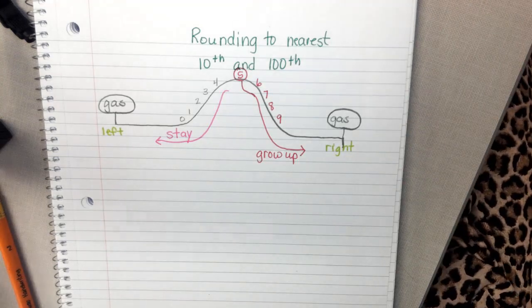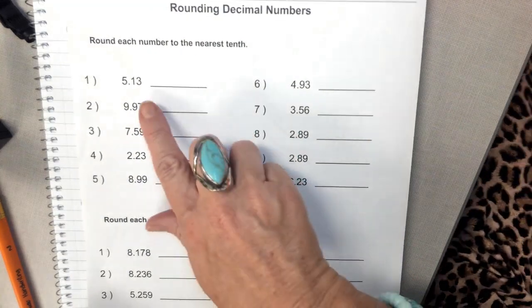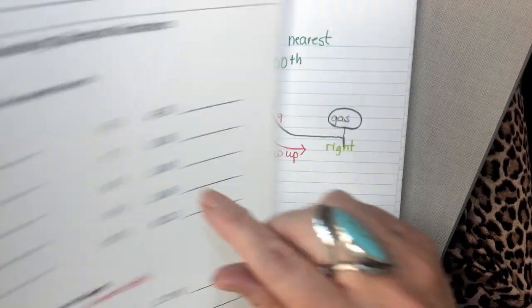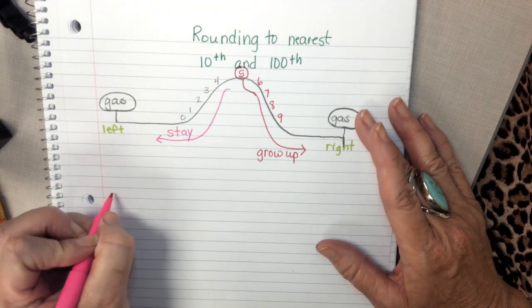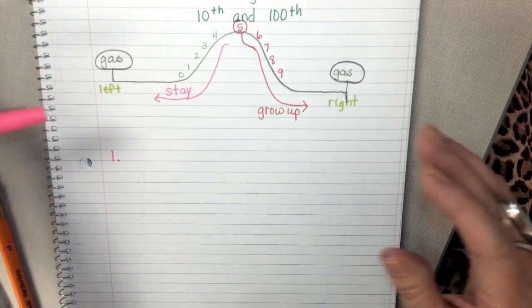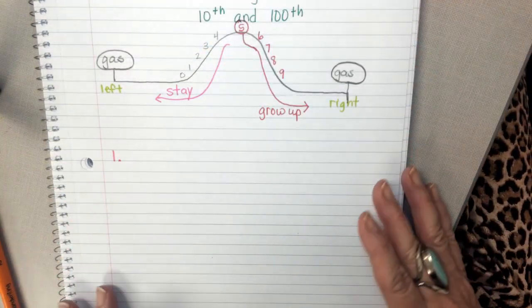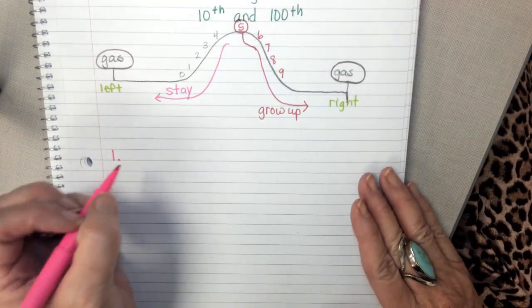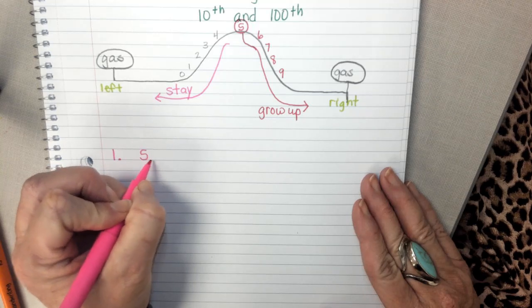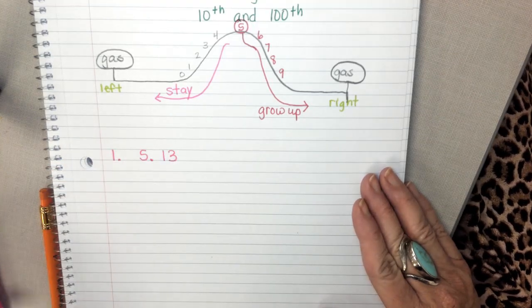All right. Referring back to our paper, we're going to start with number 1. So the very first thing that I want to do is go ahead and put some examples in here, because it's a good idea to have some examples in your notes to refer back to, especially when we're not doing this every day. And I'm going to write 5 and 13 hundredths.